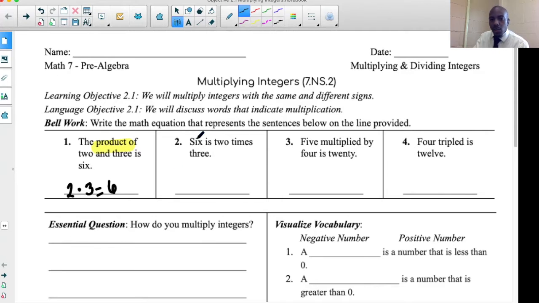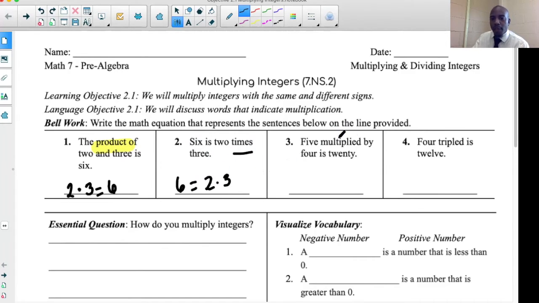Okay, the next one says 6 is 2 times. Once again, the word times is an important word here. It's telling us about multiplication. So I'm going to write out something that looks like this: 6, my apologies, 6 is equal to 2 times 3. You can use parentheses, you can use a dot, either one is a-okay.